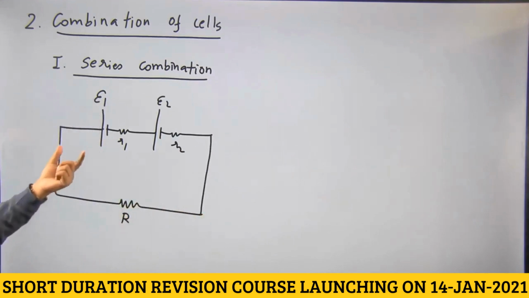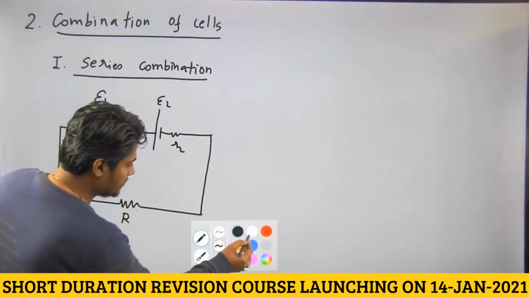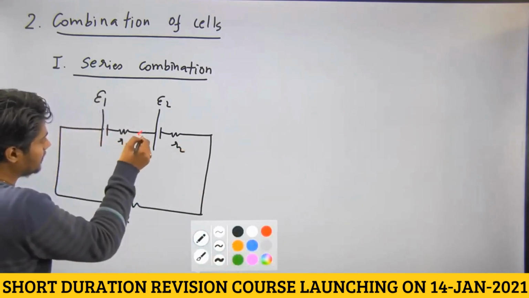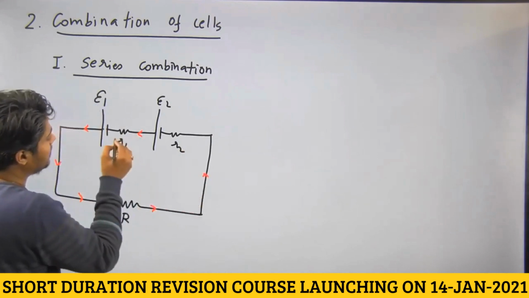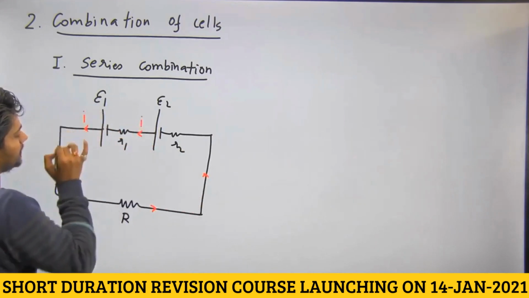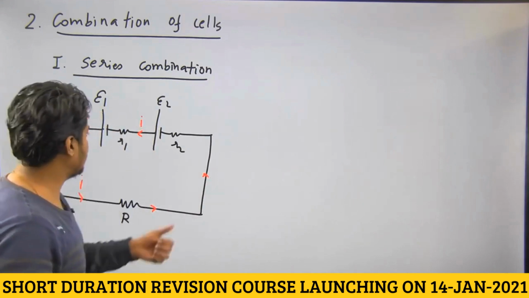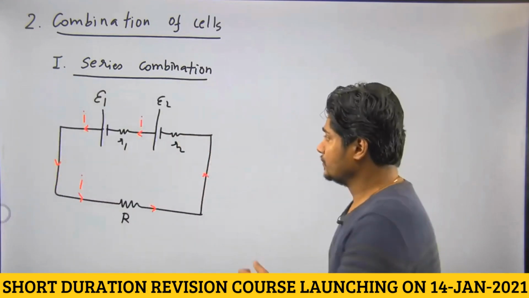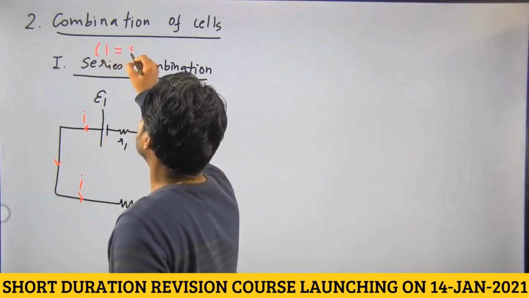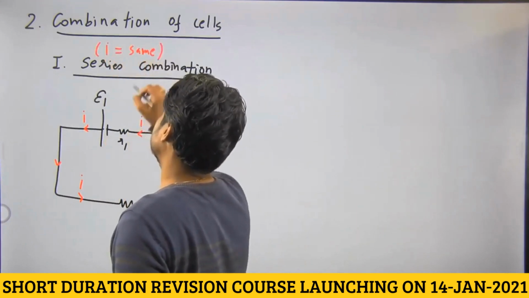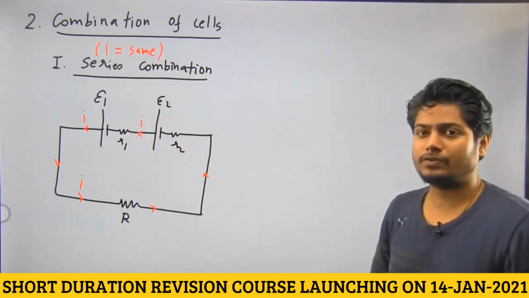So, my dear students, once you identify this, you can see the current in this circuit is the same throughout the cells. Both cells have the same current. So, whenever the current is the same, we say it is in series combination, same current, then they are called as in series combination.